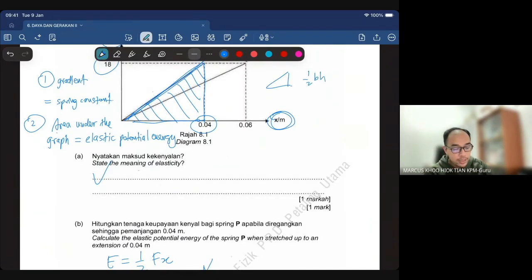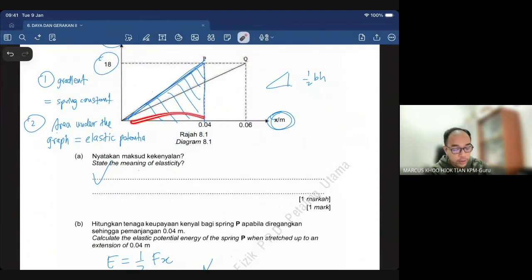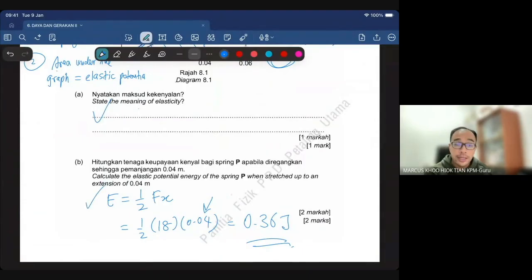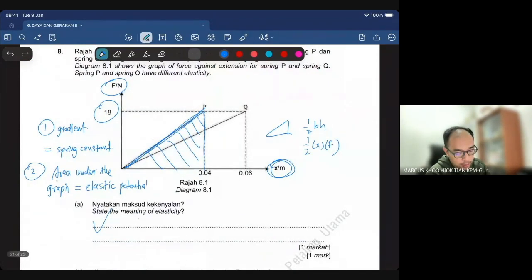What is our base? Our base is the extension, 0.4 over here. What is our height? Our height is the force. So if you consider, this is actually half, our base is the X, our height is the F, which is actually the formula for elastic potential energy. So yeah, good thing to know. These are things that you should know about an F against X graph. There are two pieces of information: gradient and area under the graph.